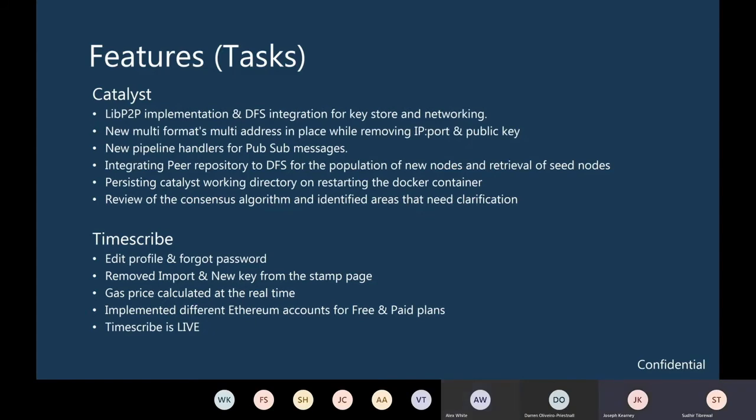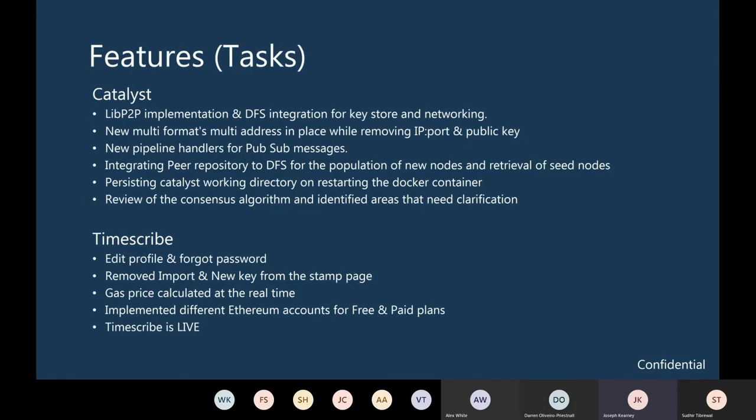Yes, so that next one is persisting the Catalyst working directory for restarting the Docker container. The way I demoed it last week, when you actually closed down the Docker container, it would remove everything within the .catalyst folder, because it essentially started the entire Docker container from scratch. So during this sprint, I've set it up in such a way that it will keep your .catalyst folder saved for you.